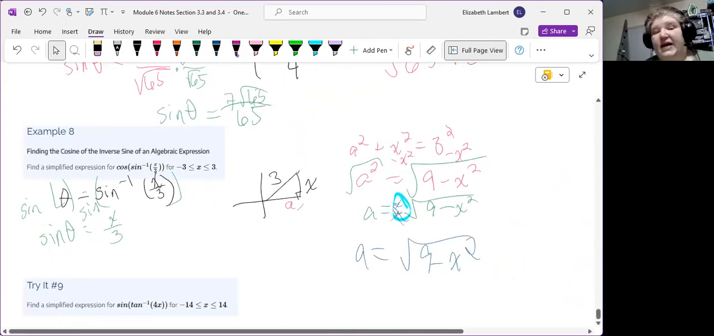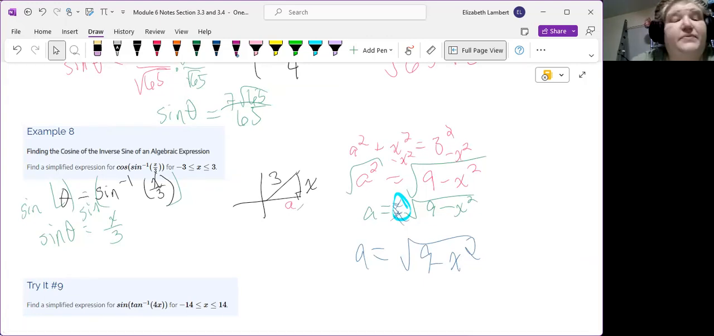Bam. So they gave us the extra for negative 3 less than or equal to x less than or equal to 3. When we look at our function here, yeah, only the x values between negative 3 and 3 will work. So your brain might be like, what do we do with that? Nothing. It's just there as a restraint.